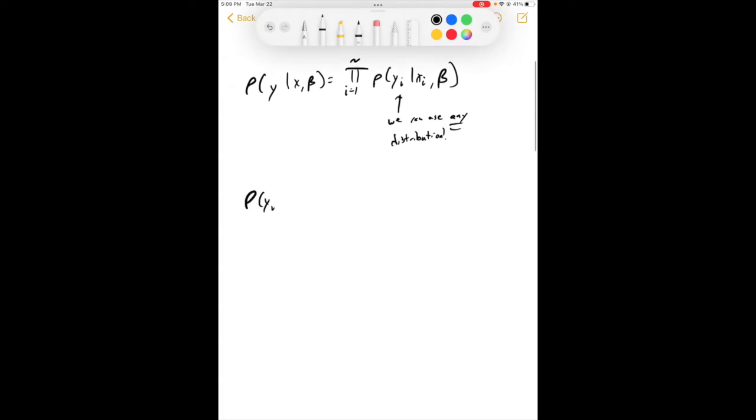So we're going to say that the probability of y sub i given x sub i and beta follows a normal distribution with mean x sub i beta and variance sigma squared. And what this looks like is 1 over sigma times the square root of 2 pi, e to the negative (y sub i minus x sub i beta) squared over 2 sigma. All right, that's what our normal distribution looks like. So every single one of these follows this function.